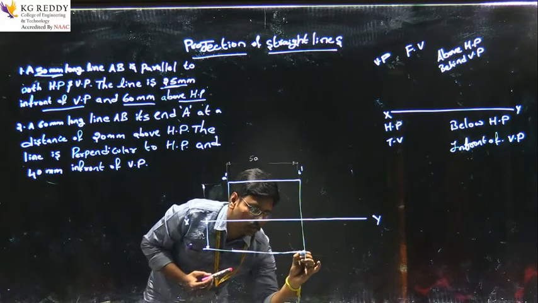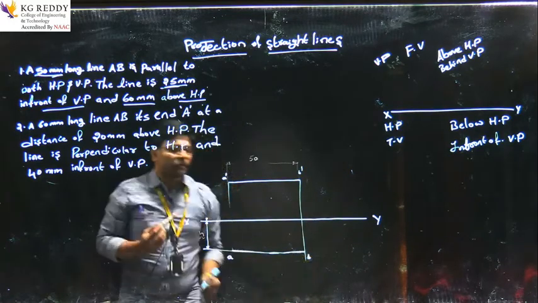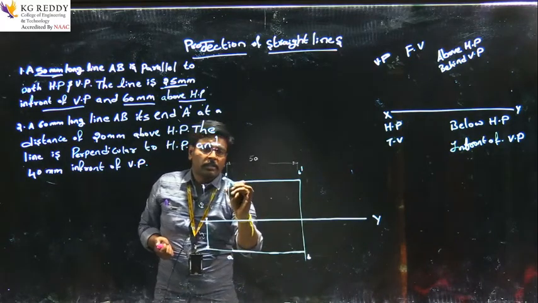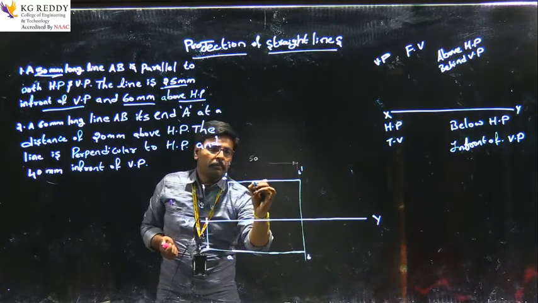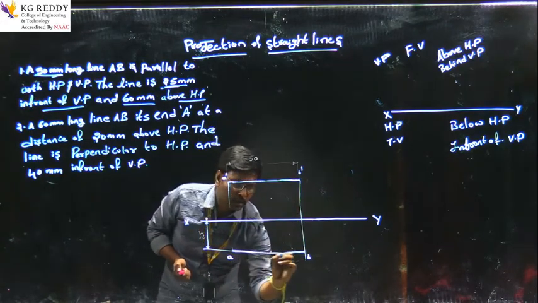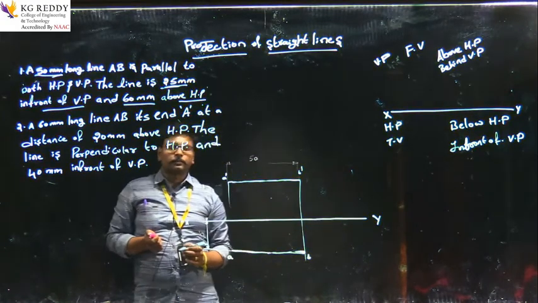And this is the top view, and this is A and this is B. Like this we have to draw a line, which is A dash B dash, the front view, and AB is the top view. These are the two lines which we are highlighting in this concept.